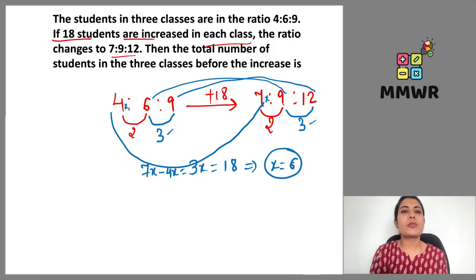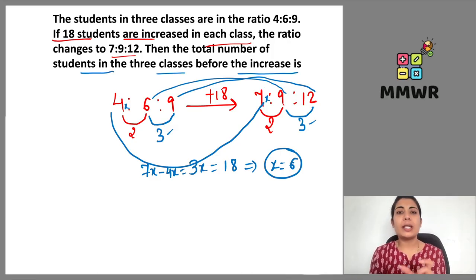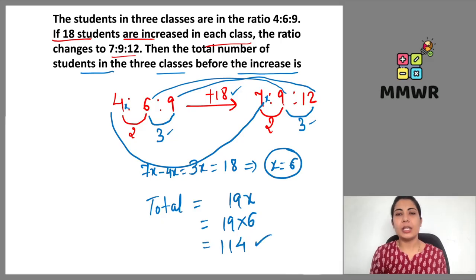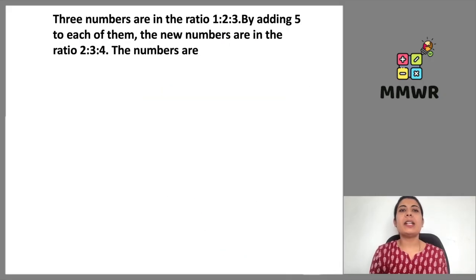Then the total number of students in 3 classes before the increase. Before 18 students got admitted to each class, each section, what was the total strength? So the total 4 plus 6 plus 9 is 19x. We quickly have to take the product of 19 with 6. So total how many students are there? 114 students are there.